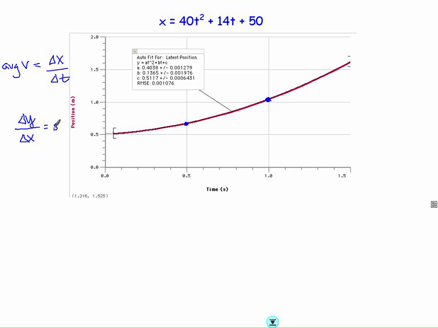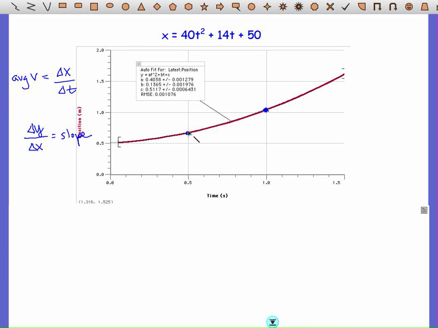You might recognize this as the formula for the slope of a graph, and that's really what we're doing here. We're finding the slope of this graph. Let me try to draw a straight line in here. I'll extend it a little bit. And so we are really finding the slope of that straight line right here.